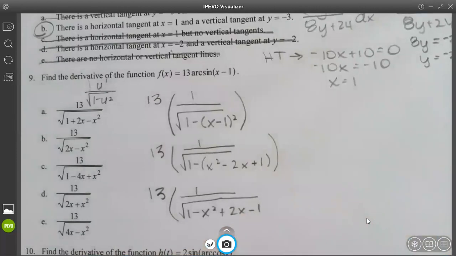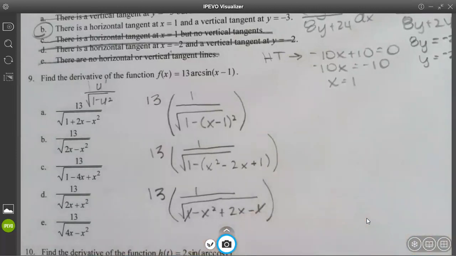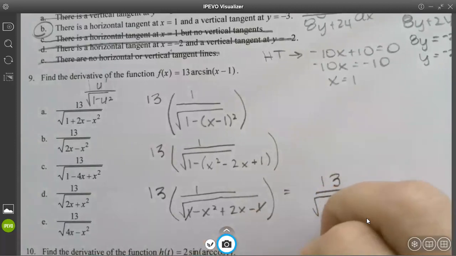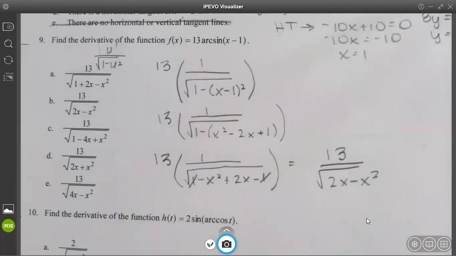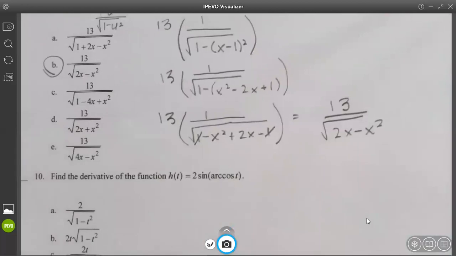What do you see happening? The ones cancel out. And then your answer is literally right there. 13 over the square root, and they just write it backwards, 2x minus x squared, because anytime that x squared is negative, they like to put it in the back. So your answer for this one should have been B. Any questions? So again, if you know your formulas, that one should have been pretty easy. All right, next one.